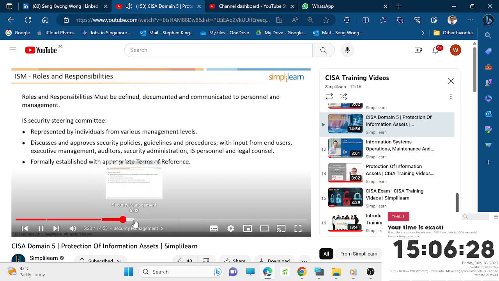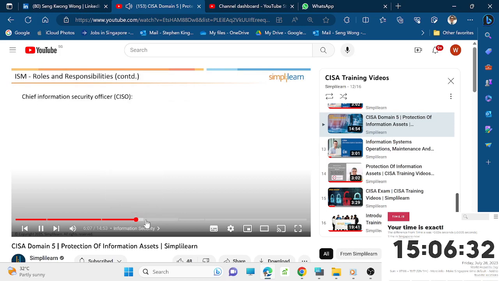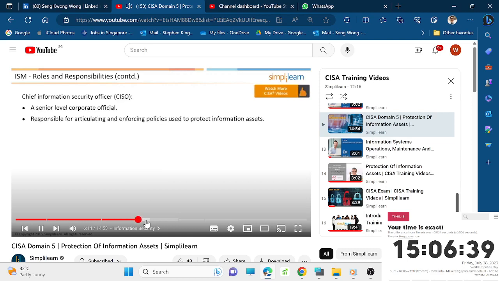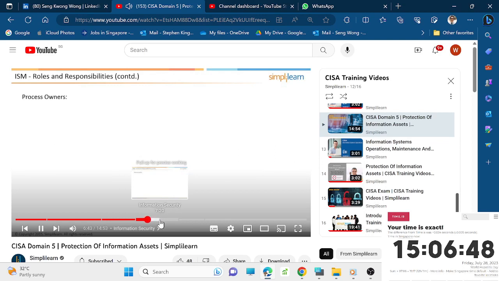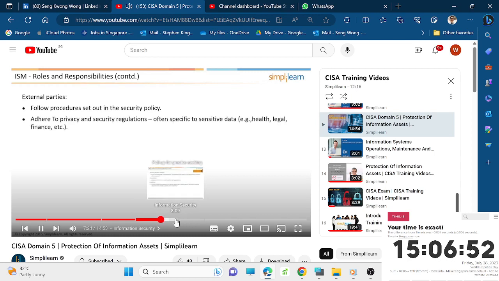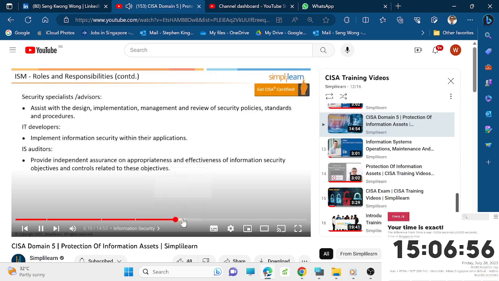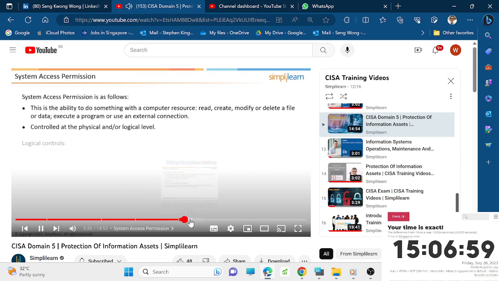The committee is formally established with appropriate terms of reference. Chief Information Security Officer, CISO, is a senior-level corporate official responsible for articulating and enforcing selection of appropriate controls to mitigate the risk and to accept the residual risk. Follow procedures set out in the security policy. They adhere to privacy and security regulations, often specific to sets of information security objectives.